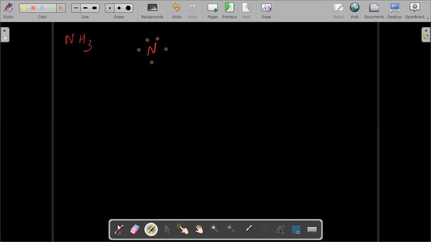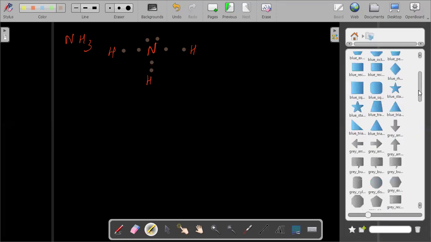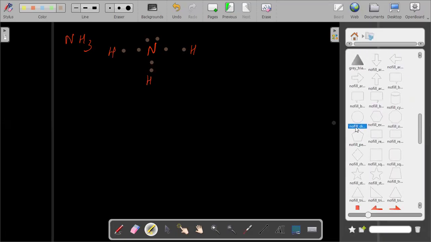Abhinav? Three. Nitrogen has 5 electrons, so it needs 3 electrons. Each hydrogen can donate only 1 electron. So hydrogen will donate 1 electron and accept 1 electron also. So here we have the electron of hydrogen. Each hydrogen will be accepting 1 electron and donating 1 electron, and we will observe that the valency of each of them is satisfied.